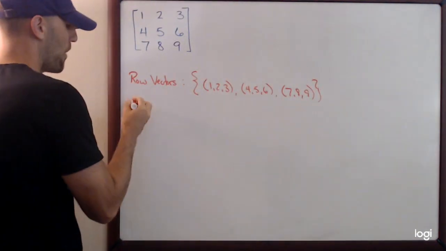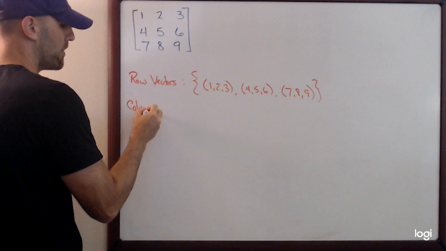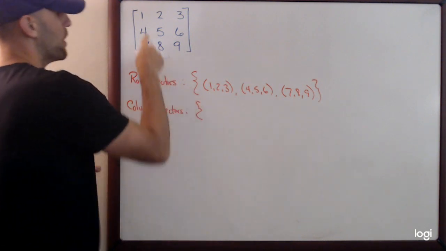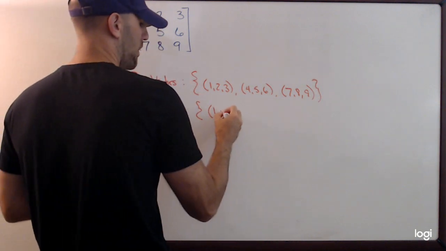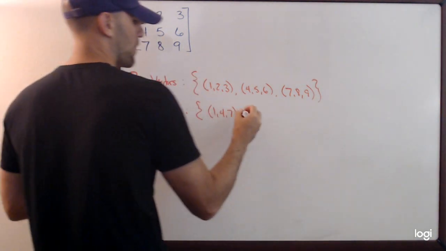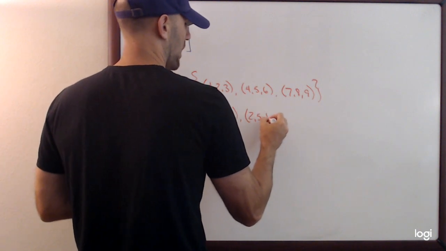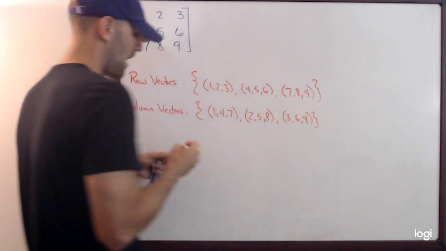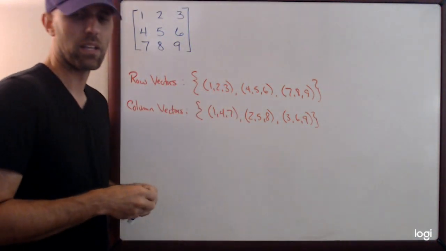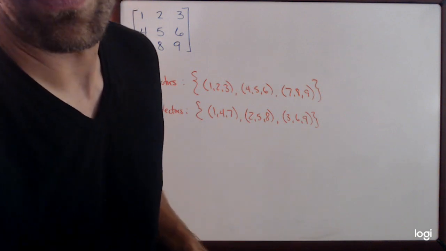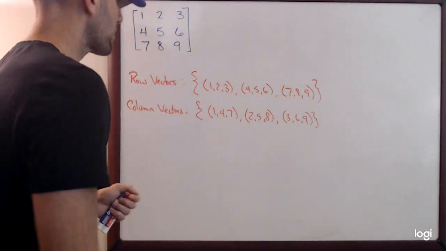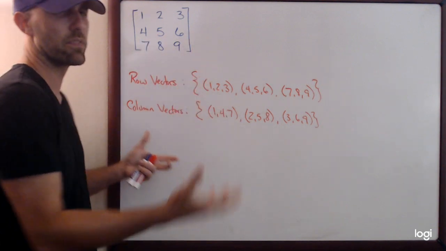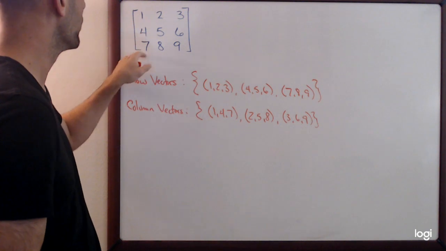I could view it as a collection of column vectors, at which point the first vector would be 1, 4, 7. The second one would be 2, 5, 8. And the last one would be 3, 6, 9. And you see these collections are different, right? Just as this is also different from viewing it, again, as an array of 9 different entries, so 1, 2, 3, etc.